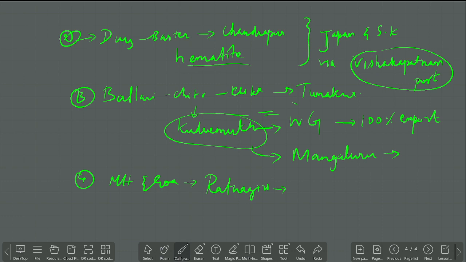When it comes to manganese, Madhya Pradesh has 33%. With the help of this pie chart, they will be asking a 1 mark question. Where is manganese found in the highest amount? In Madhya Pradesh. So manganese, Madhya Pradesh, MM, keep that in your mind. How much percentage? 33%. Then Maharashtra.